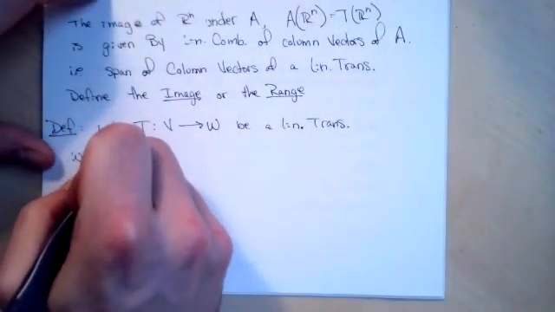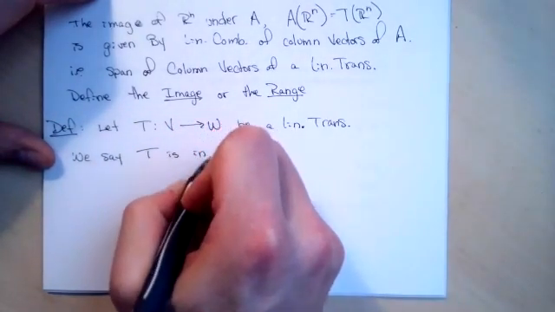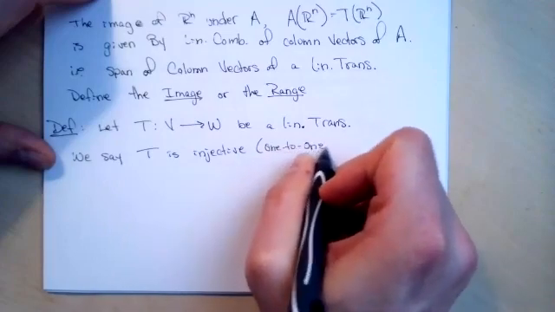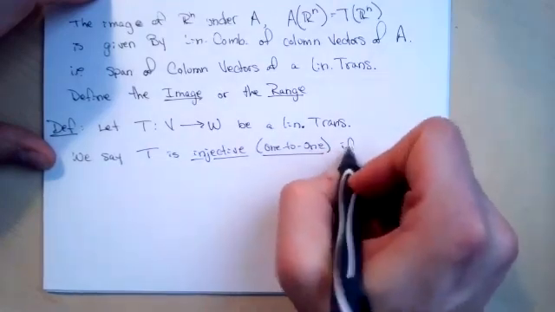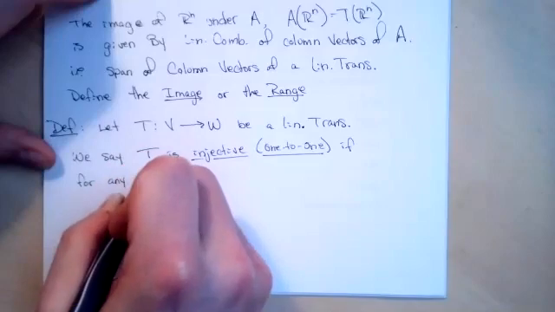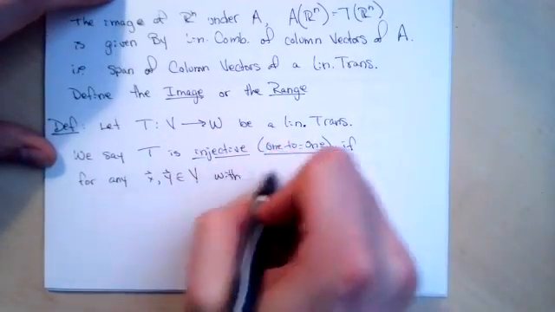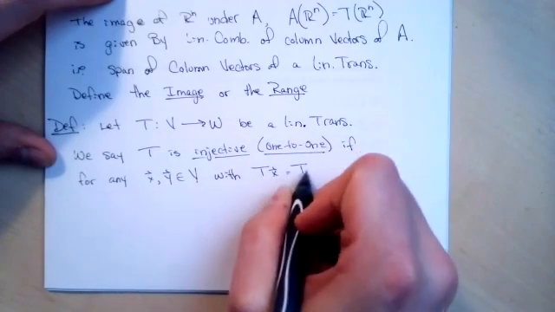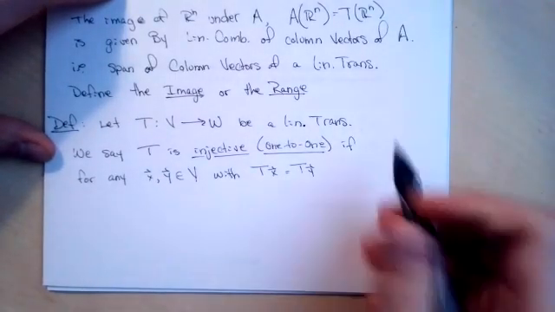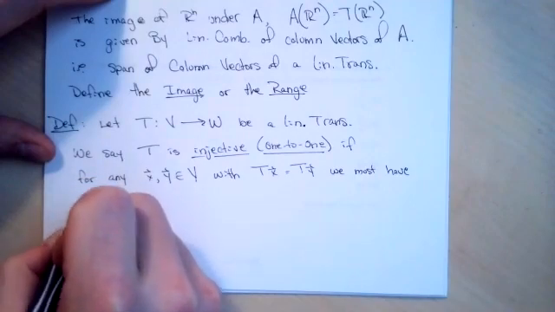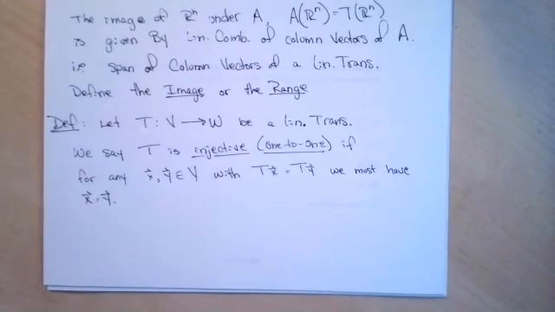So we say T is injective. The book calls this one-to-one. If, for any two vectors, let's just use x and y, where the image of the two vectors is the same, we must have that the two vectors were the same to begin with. Namely, we cannot have two different vectors map to the same vector under the transformation T when T is injective.